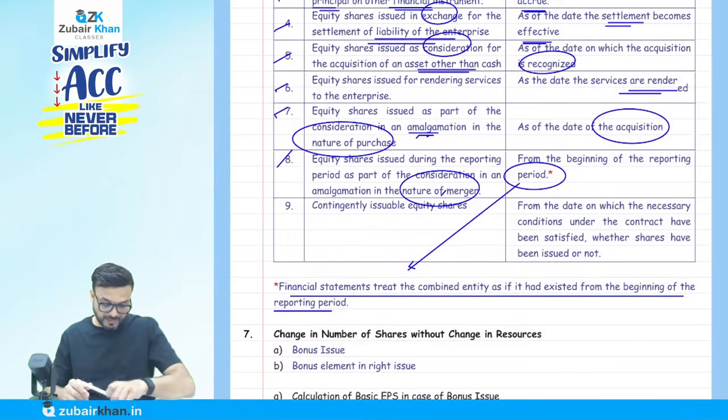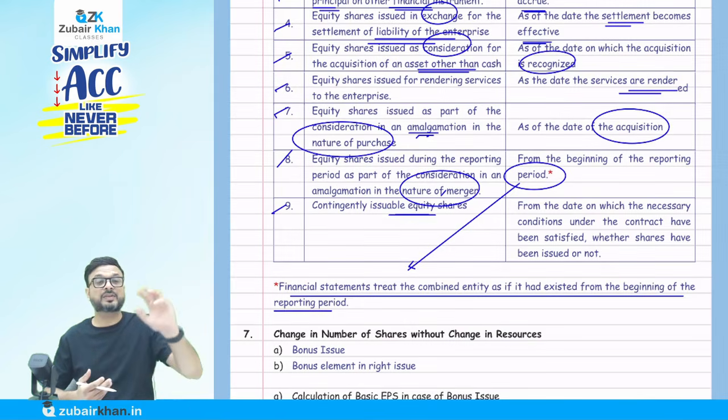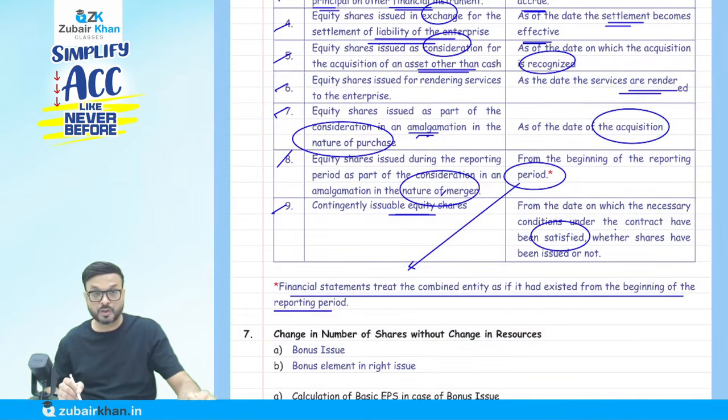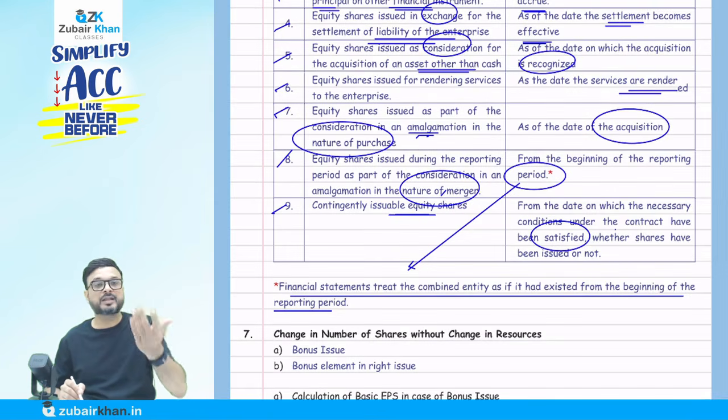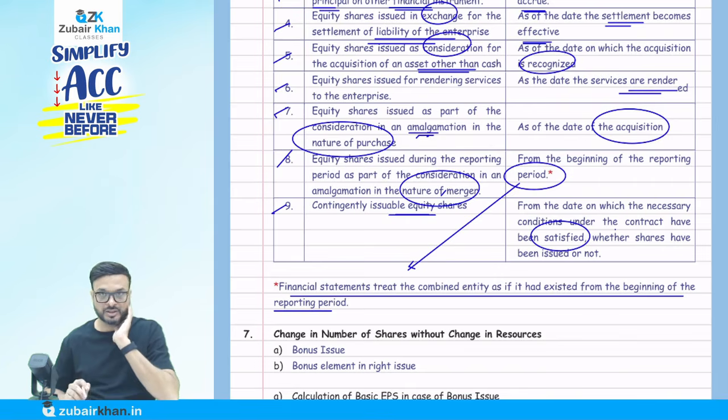Okay. Then they say that here now, contingently issuable equity shares means it depends on satisfaction of certain conditions. That we say, if the sales is that much, then we'll give you. Okay, like that. So from the date on which the necessary conditions under the contract have been satisfied, suppose you achieve that target, now we are going to issue the shares. So it depends on some contingencies, some event that year. If that event happens, then from that date it will be considered as the shares have been issued.